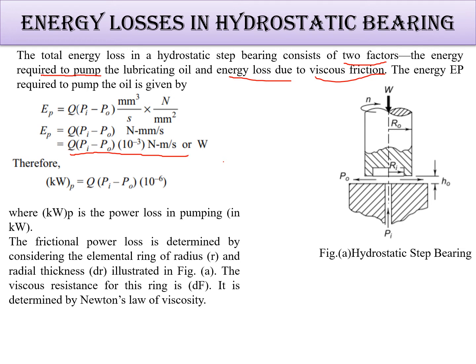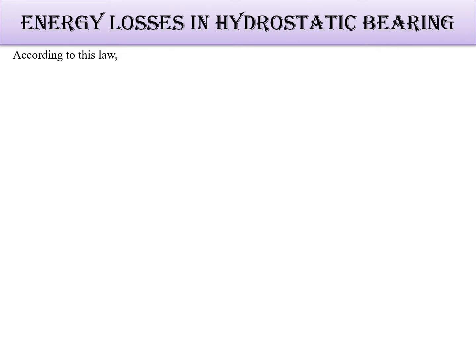So the frictional power loss is determined by considering the elemental ring of radius r and having a radial thickness dr, which is illustrated in this figure. In previous thing also we have seen. So df is equal to mu A U by h. Now substituting this value, A is equal to 2 pi r dr.